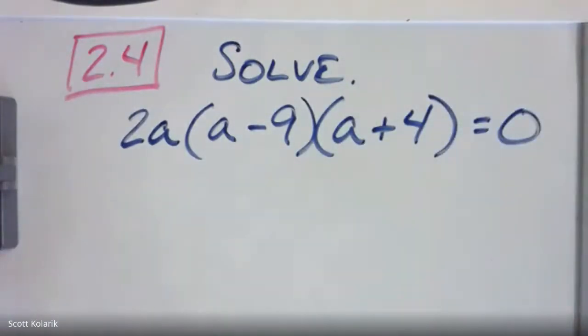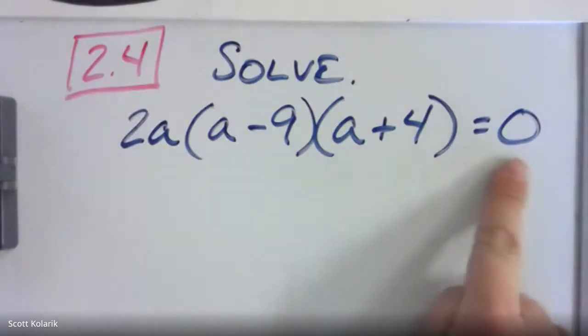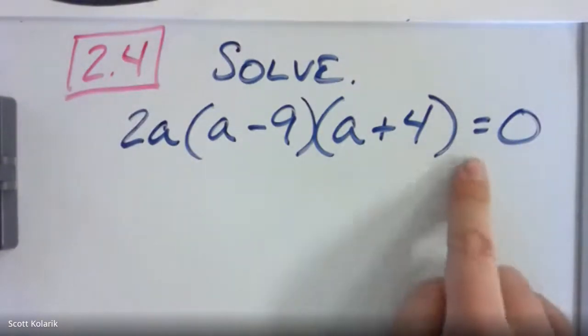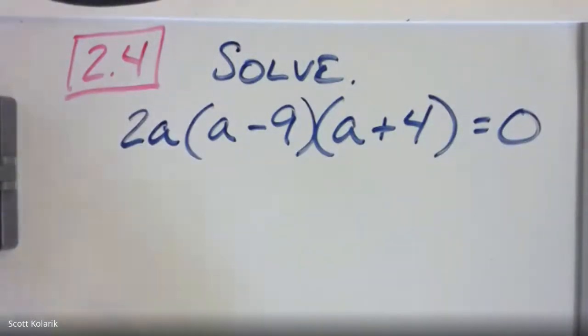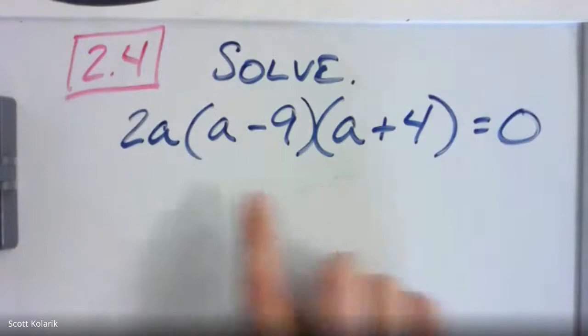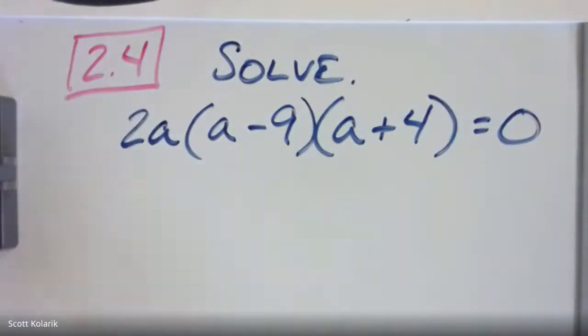Okay. So obviously this is a little bit different than the last couple of problems because I have an equal sign to some value. The fact that it's equal to 0 will be significant in this case. Okay, but we're going to be asked to solve here. So my job is to get A by itself. Now I have a problem that A is in multiple locations.